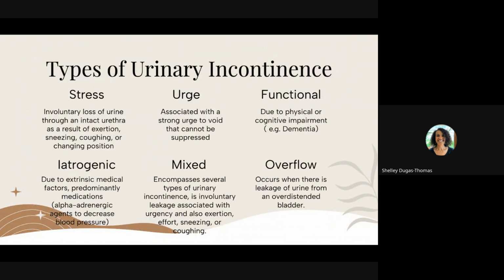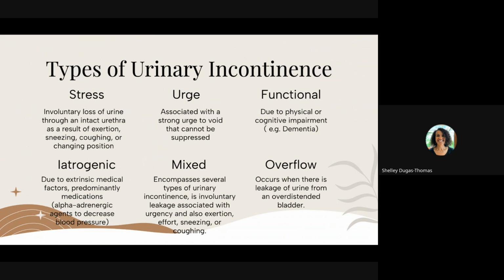Stress incontinence is the involuntary loss of urine through an intact urethra as a result of exertion, sneezing, coughing, or changing positions. Urge incontinence is the involuntary loss of urine associated with a strong urge to void that cannot be suppressed. Functional incontinence is the involuntary loss of urine in a patient without overt neurological dysfunction.